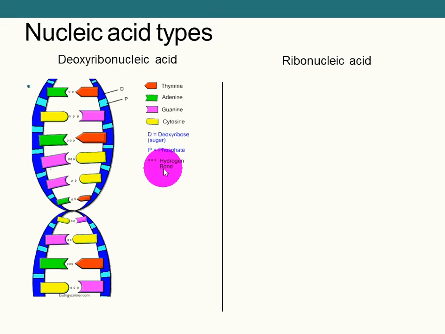Hydrogen bonds, again, are weak bonds. They're not really true chemical bonds. They're more weak associations between polar molecules. That is so important that they are actually in between here as we talk about some of these later processes.